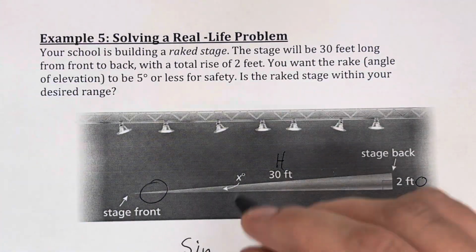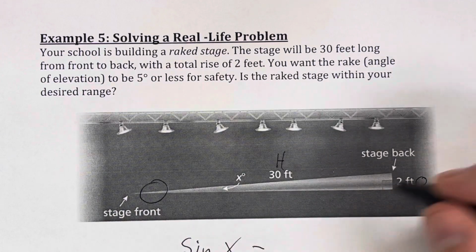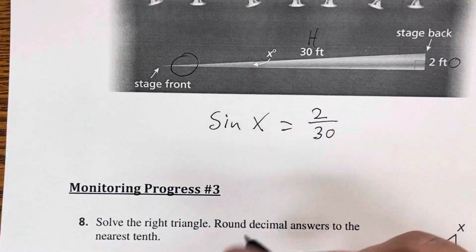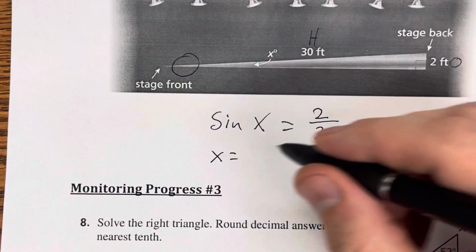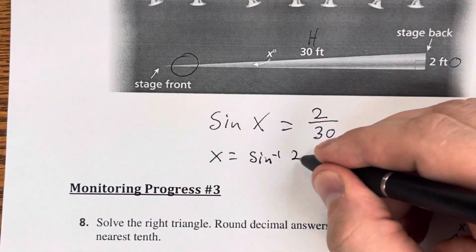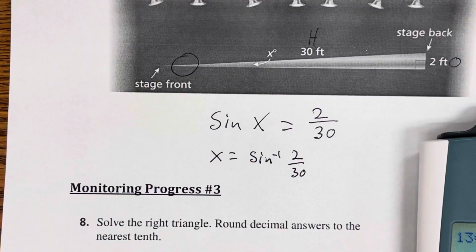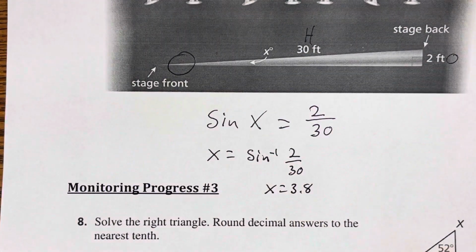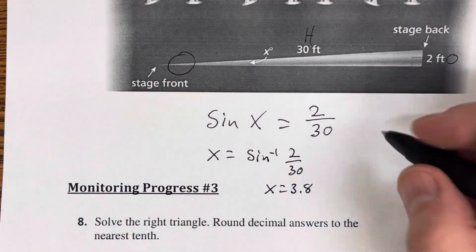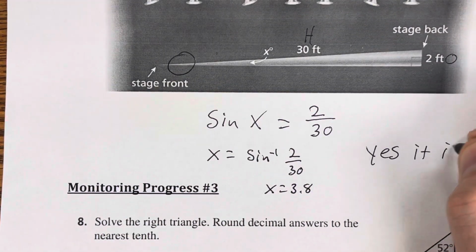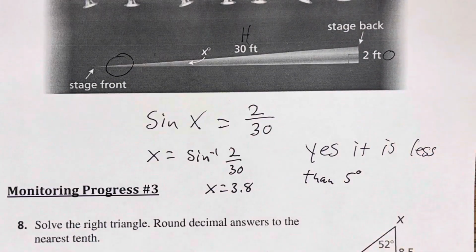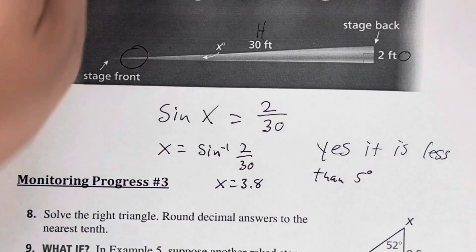Sine of the angle, we don't know it, that's x, equals opposite 2 over hypotenuse 30. If we are finding the angle, we have to use the inverse. So x is equal to inverse sine of 2 divided by 30. We have to see if that's less than 5. And we got 3.8. So since x is 3.8, is it within the desired range? Yes, it is less than 5 degrees.